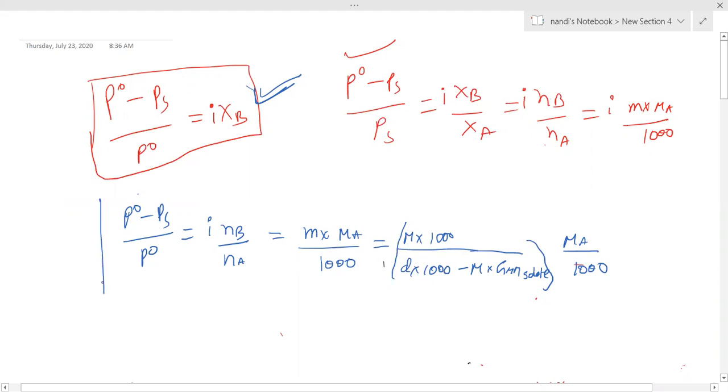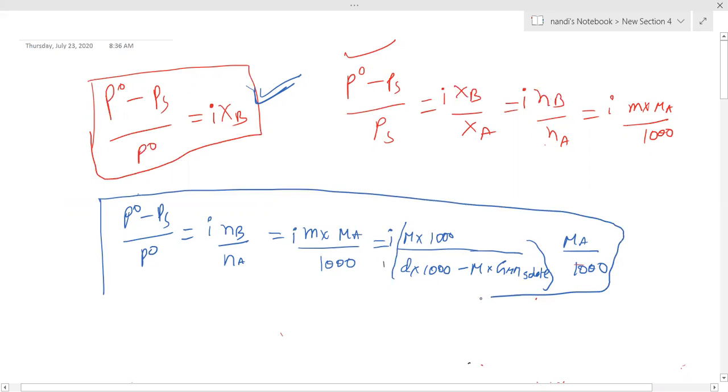You can use any one formula, sir, but i is there everywhere. Keep in mind, in every formula i is there. What does i mean? Van't Hoff factor. For whom do you have to write it? Only for the solute.